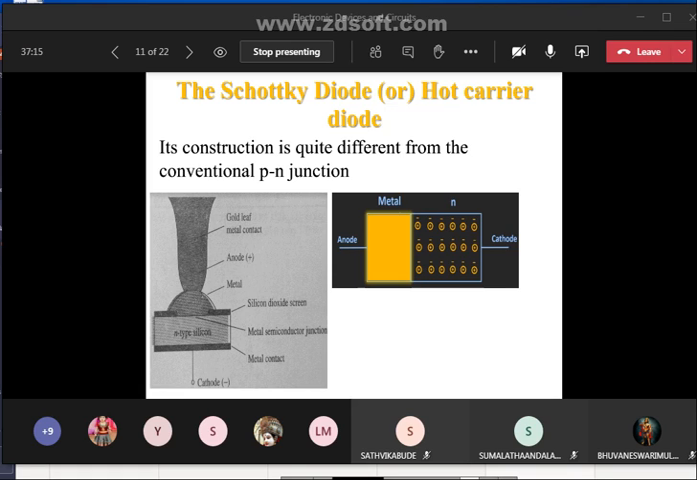In the PN junction diode the delay is present, due to the hole electron recombination time. But the delay is absent in the Schottky barrier diode.